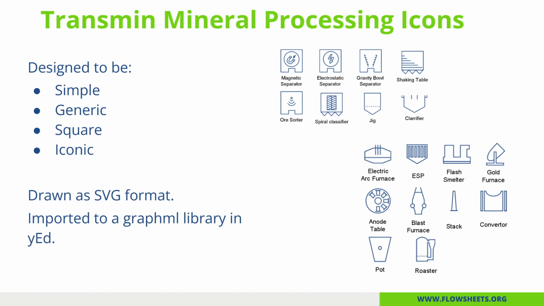So the Transmin mineral processing icons that we're sharing are designed to be simple, generic, square, and iconic. They're not exactly square, but they're kind of square. And the idea is that they fit together nicely on the page, and they're not meant to be a literal photo of the equipment. It's just meant to give you a visual clue as to what it is.